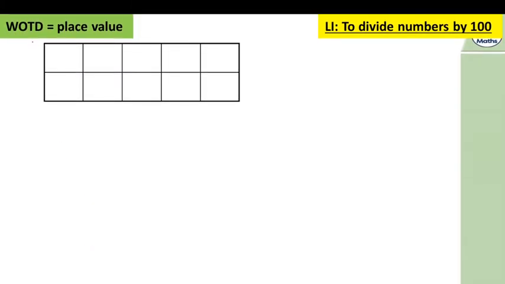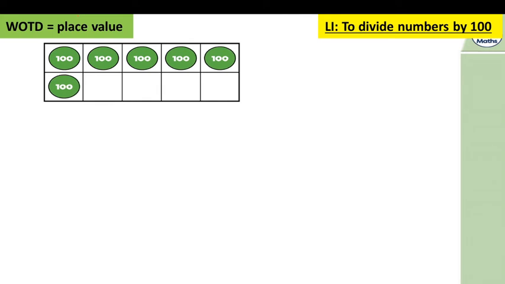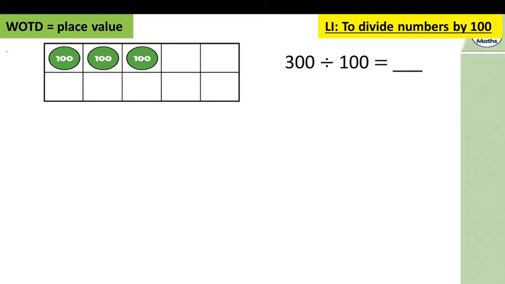Okay, so here I have a whole, and we're going to see how much that is worth. So I've got 1, 2, 3, 4, 5 hundreds, 6, 7, 8, 9, 10 hundreds. So what do you think this shape is worth? Got 10 hundreds, 10 times 100. I know that that is 1,000. So here we have 1,000. We're going to change it now.